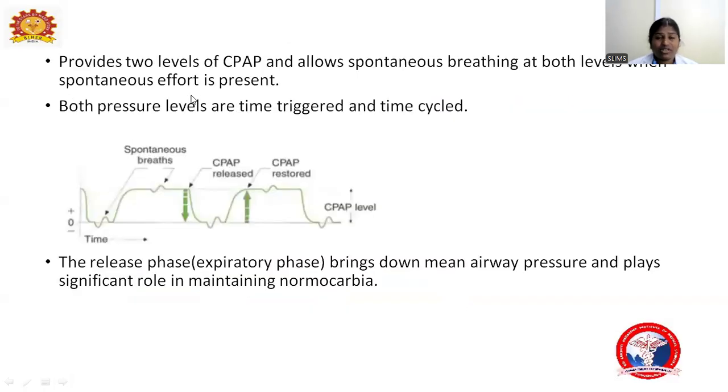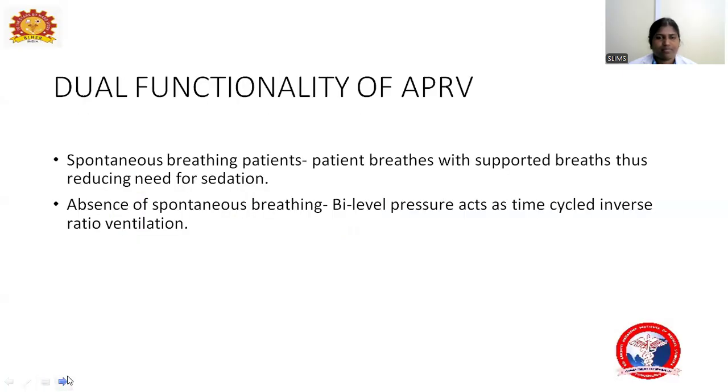So it provides two levels of CPAP and allows spontaneous breathing at both levels when spontaneous effort is present. Both pressure levels are time triggered and time cycled. The release phase, or the expiratory phase, brings down mean airway pressure and plays a significant role in maintaining normocapnia. For the dual functionality of APRV, spontaneous breathing patterns: in spontaneous breathing patients, the patient breathes with supported breaths, thus reducing the need for sedation. In case of absent spontaneous breathing, the bi-level pressure acts as time cycled inverse ratio ventilation.